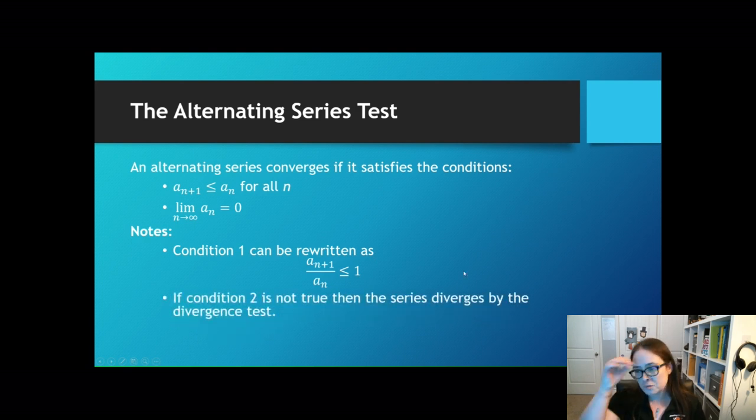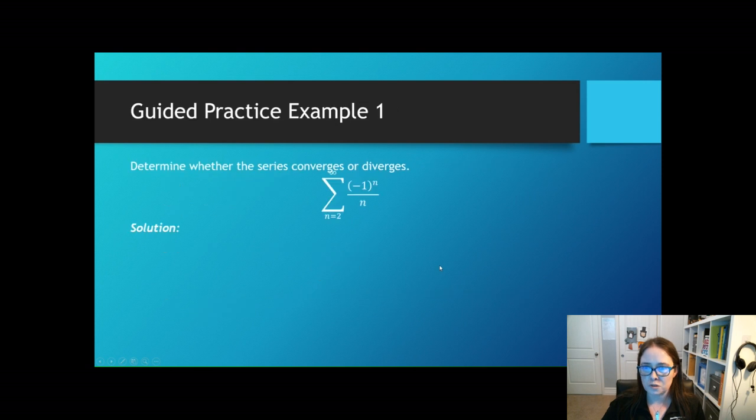And on condition 2, remember that if the limit doesn't approach 0, then that means you could do the divergence test and prove that the series diverges, because adding the alternating piece back in for the divergence test isn't going to make it go to 0 if it wasn't going before. So just keep that in mind, that if it fails that condition, then the divergence test works here as well.